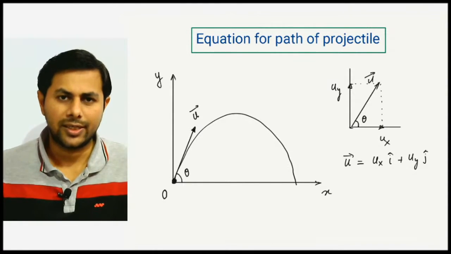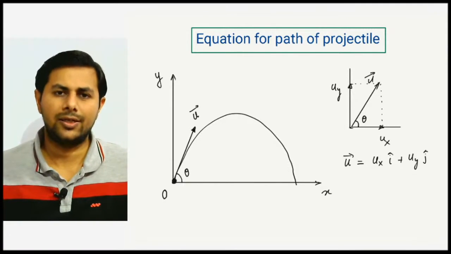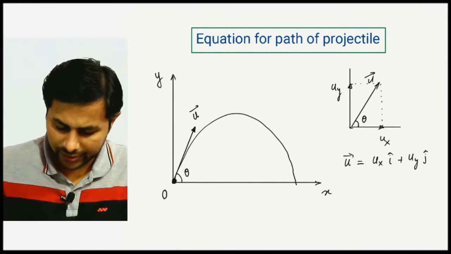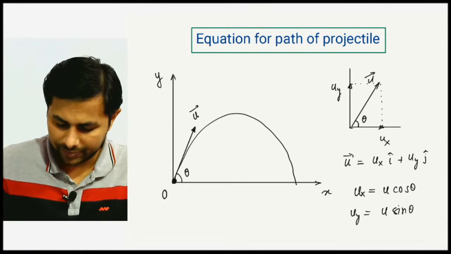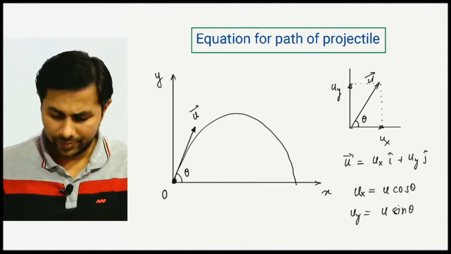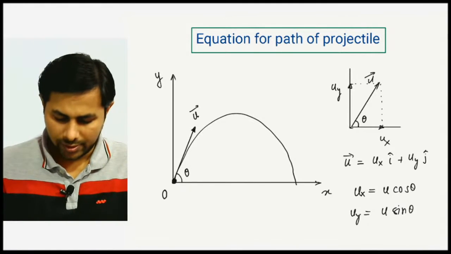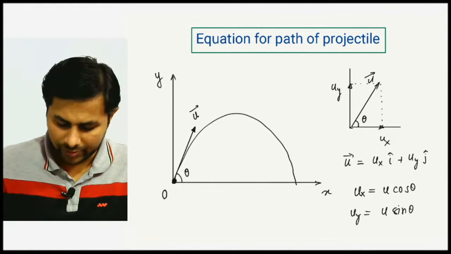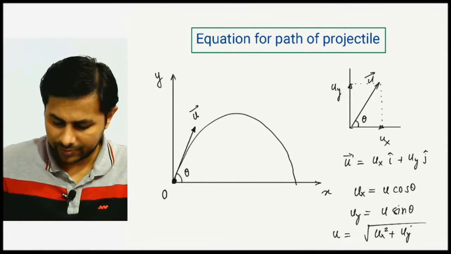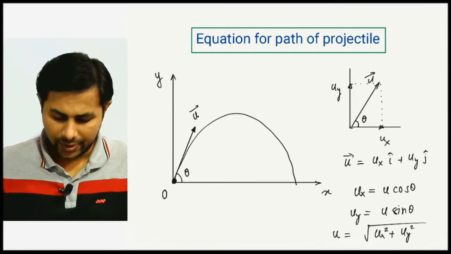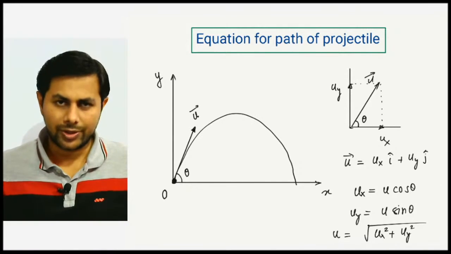And what is ux and uy? So we learned in the last lecture that ux will be equal to u cos theta and uy will be equal to u multiplied by sin theta. Okay, and u will be equal to what? So u will be equal to the square root of ux squared plus uy squared. Alright, then this is the initial velocity.